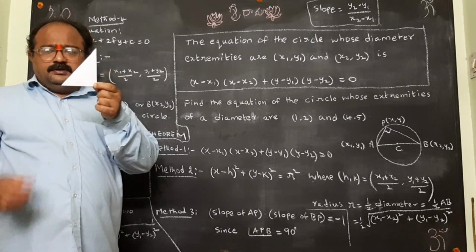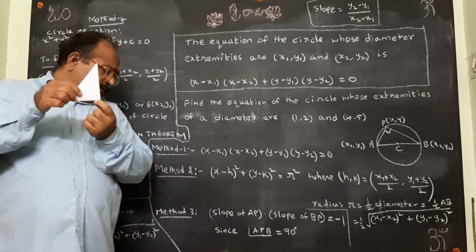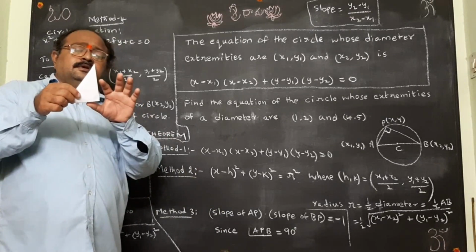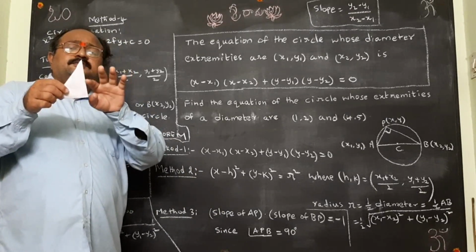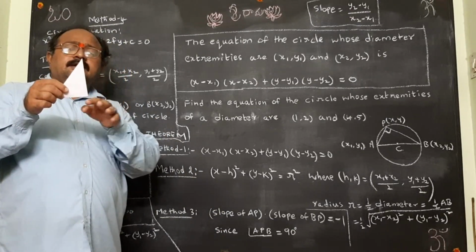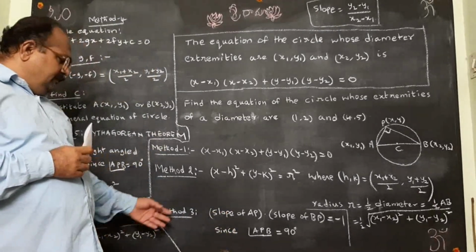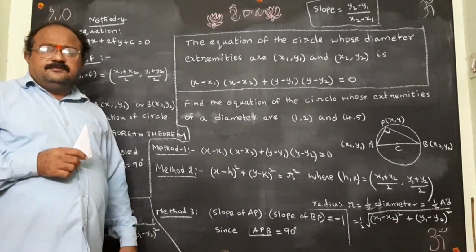Angle APB is 90 degrees, so it is a right angled triangle. So the product of the slopes of these two lines is equal to minus 1. Using this method we can find the equation of the circle.